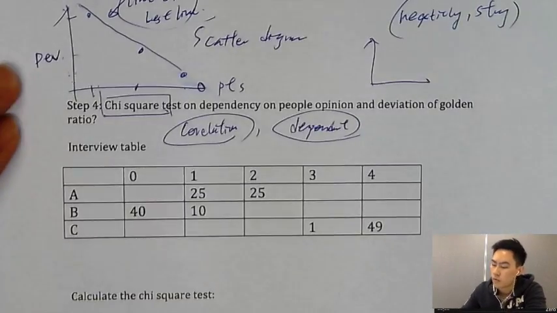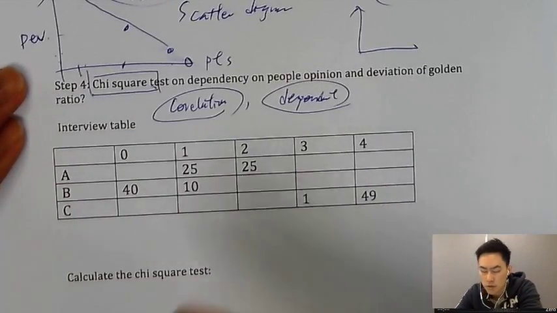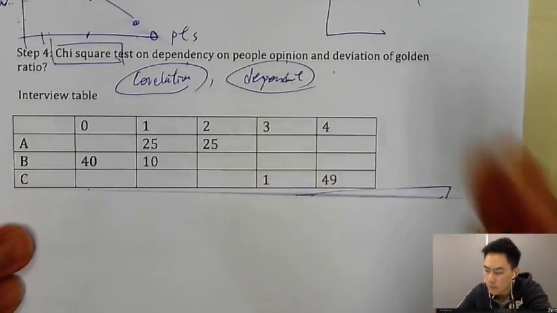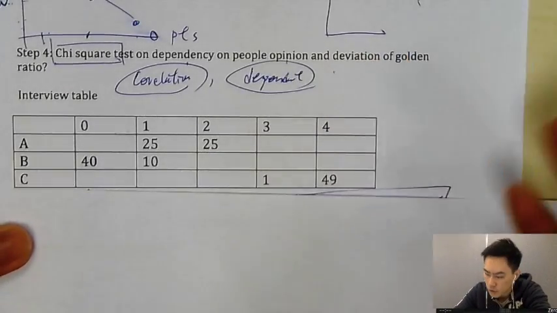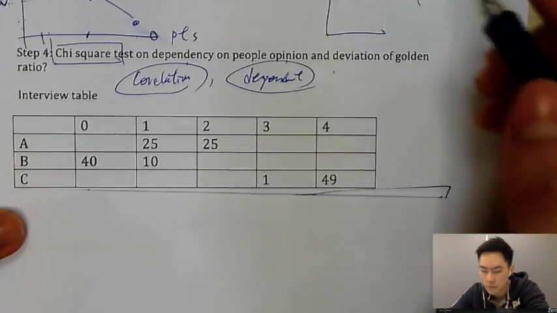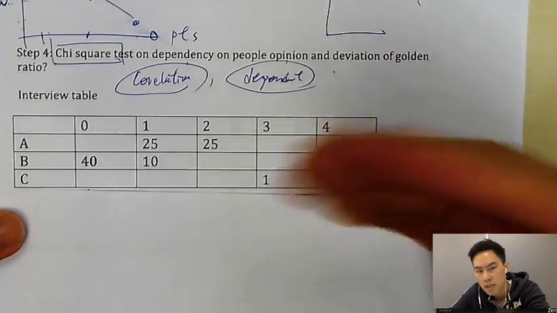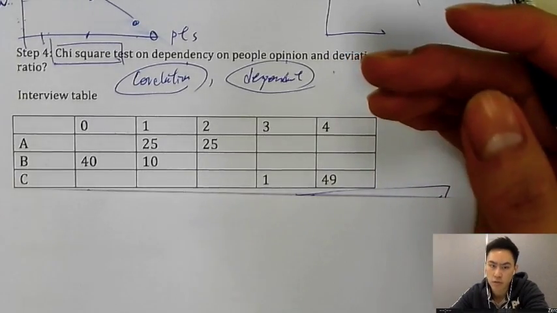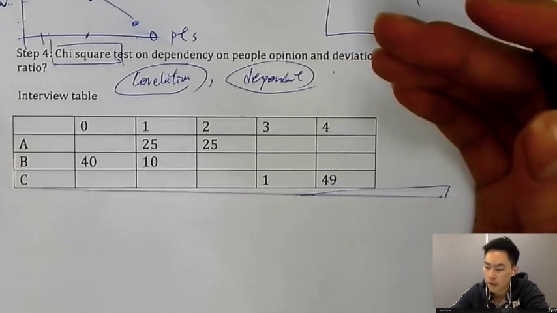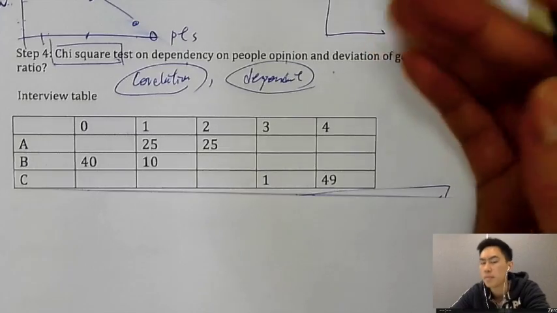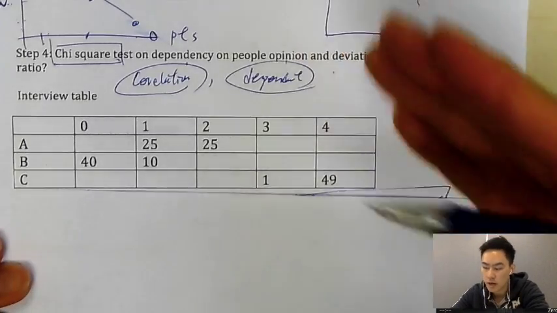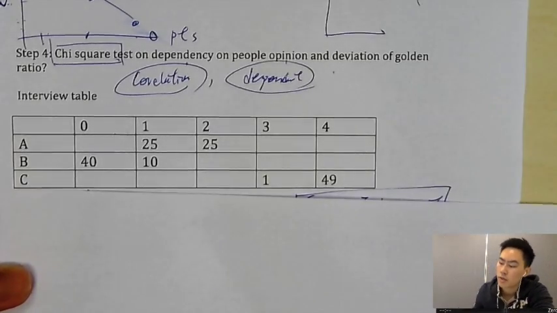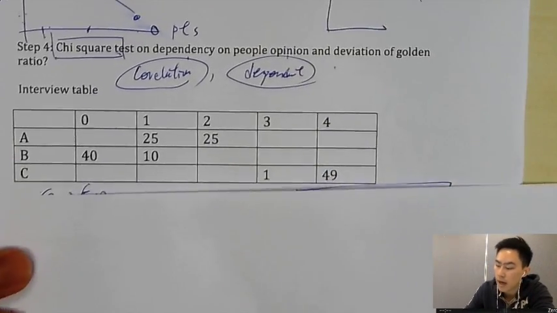So for step 4, I want to see, is there any dependency between people's opinion and deviation from the golden ratio? Let's say if we judge people, do we base it on the golden ratio, or do we think the golden ratio is the main factor that will affect our opinion? Maybe yes, maybe not, right? So we want to see, is there any dependent situation between these two things? Then you have to do the calculation of the chi-square test value.